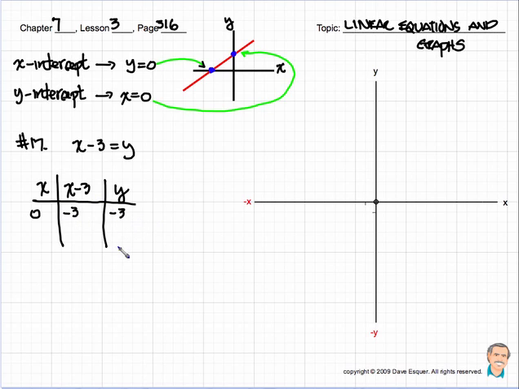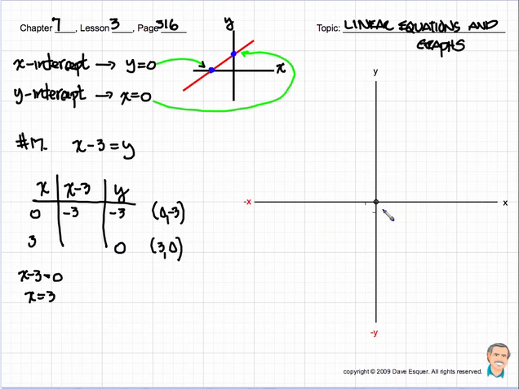For the other point, we're going to make y equals 0. Remember, we're finding our x-intercept now. So y is equal to 0, so we have x minus 3 better be equal to 0 because y is 0. So x turns out in this example to be 3. So we have 2 points, (0, negative 3) and (3, 0).